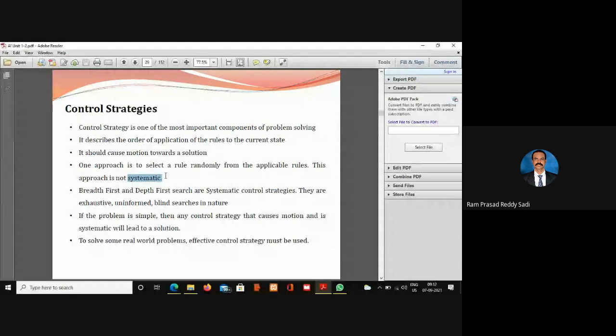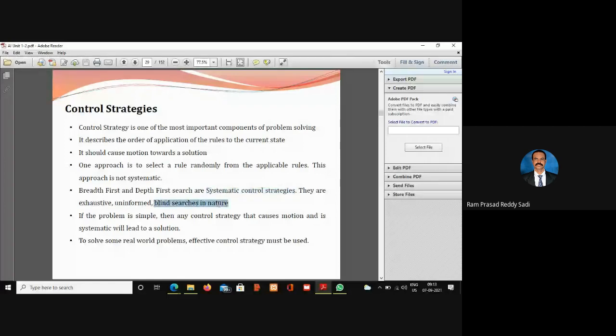So here we'll be going with certain evaluation searches or heuristic search techniques, such as the breadth first search, which you might have learned in your data structures, or the depth first search. These we call systematic control strategies. And these strategies are exhaustive, uninformed, and blind searches in nature.